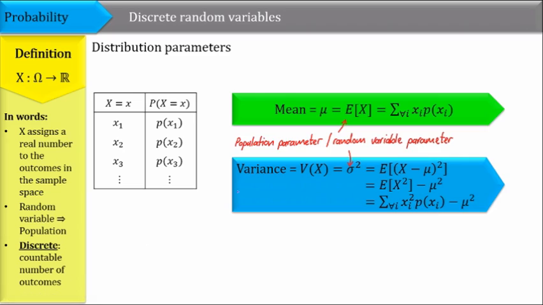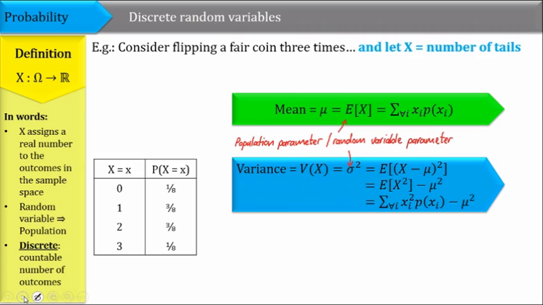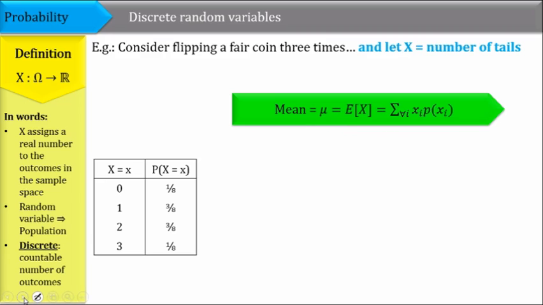Right, now just a reminder, these Greek letters are population parameters, and they also refer to random variables, right? Because a random variable refers to a population. Now let's have a look at the coin flip example I started with. If we look at calculating the mean, then what it says over here is we first need to take each x and multiply it by its probability.